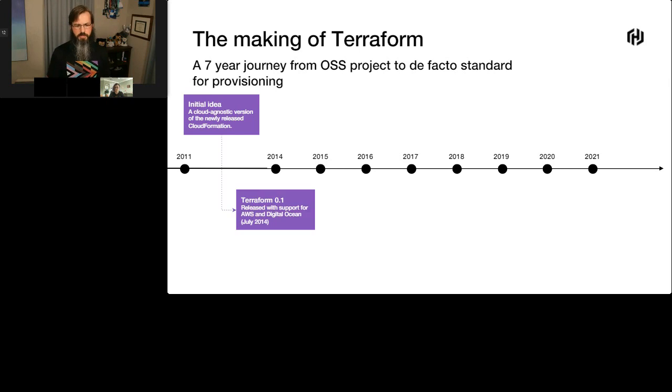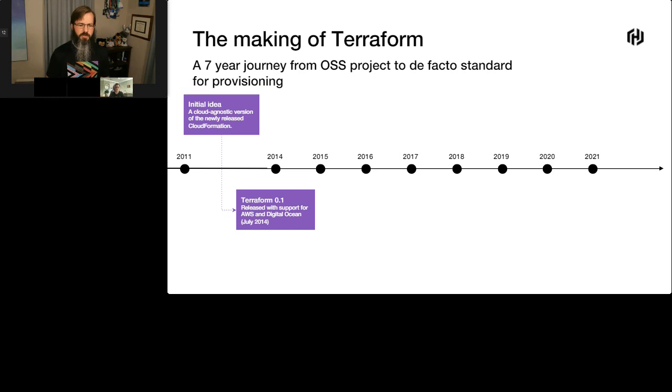So fast forward a couple years into 2014, this is when we see that first version of Terraform being released. This was Terraform 0.1. And this was really just a conceptual release, a proof of concept, if you will. And it was released with provider support for AWS and DigitalOcean.